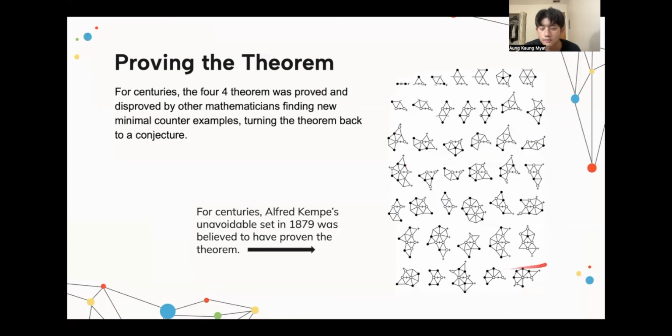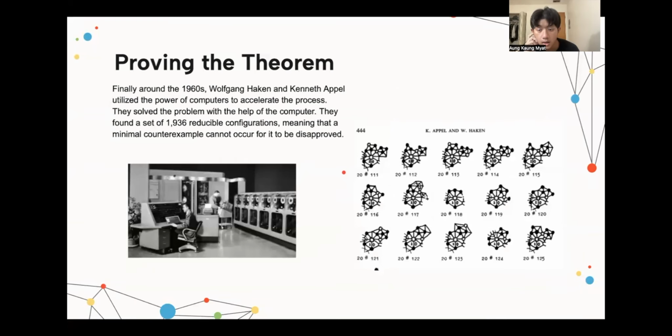So for a while, the four-color theorem was back to being a conjecture for a pretty significant amount of time until 1960. In 1960, Wolfgang Haken and Kenneth Appel utilized the power of supercomputers. So in the 1900s, supercomputers were finally invented. So they could finally use the powerful computing power to really act as a catalyst for proving or calculating math theorems and math work.